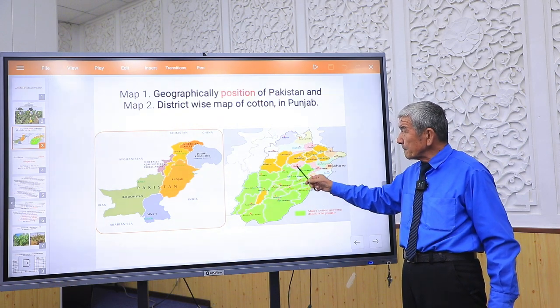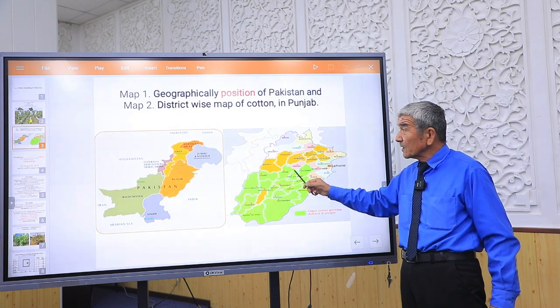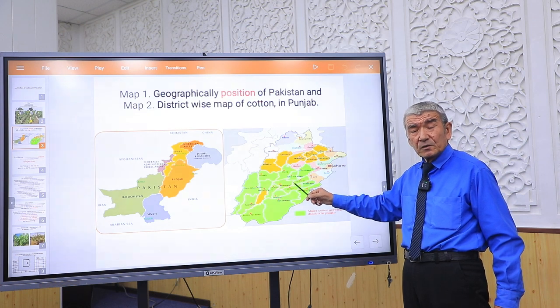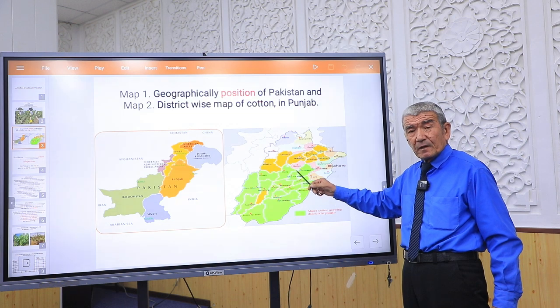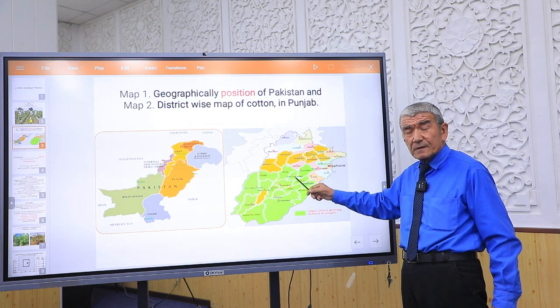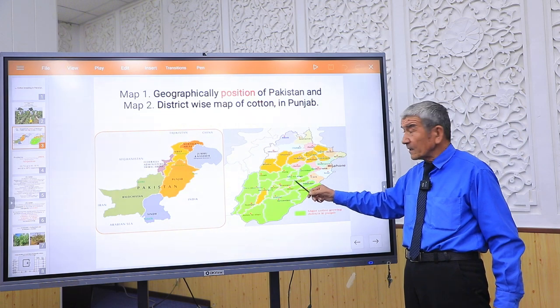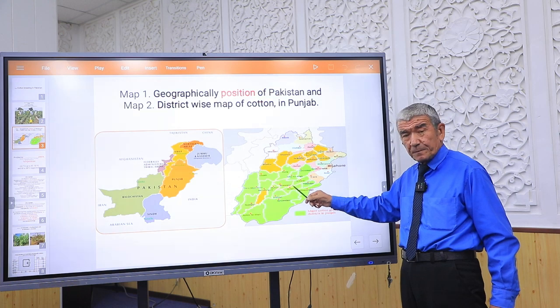Here we can see the region of Punjab. If the whole country has 440 million hectares, half of them is the share of this region of Punjab.